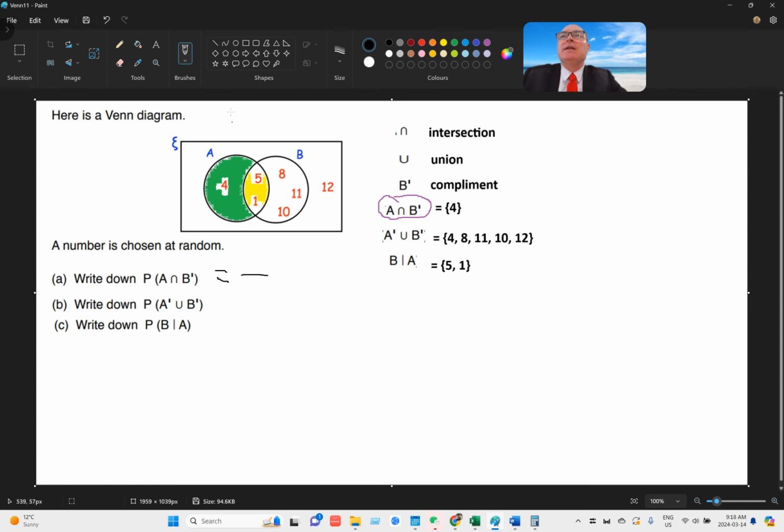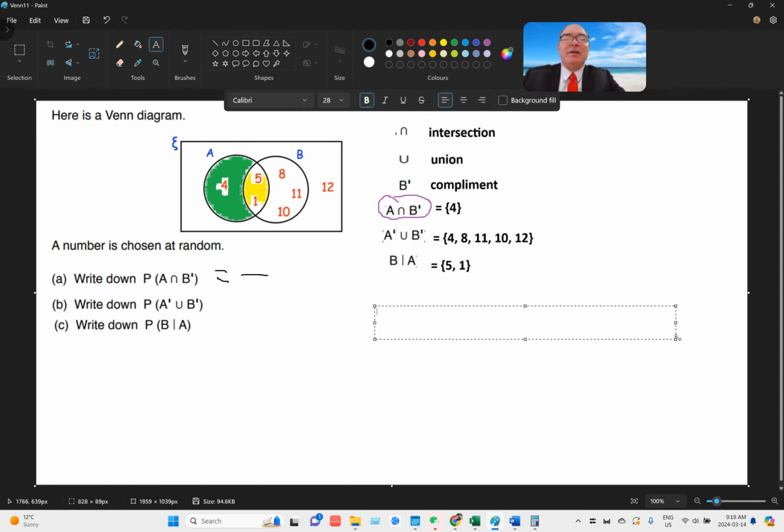Okay, hang on now. What is the total number of things? My universal set is a set that has all of the things that are in this box here: the 4, 5, the 1, the 8, the 11, the 10, and the 12. These are what I have all together.